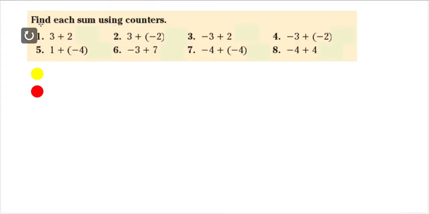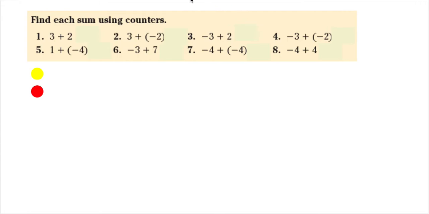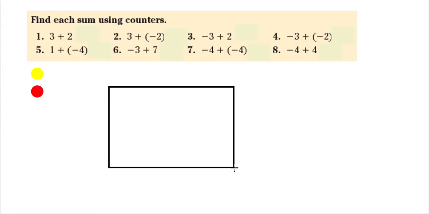Okay? And let's do some exercises to do that. 3 plus 2 is easy enough. You just simply have 3 yellow counters, 3 plus 2 counters will give you 5. Let's do number 2. 3 plus negative 2. So let's create our own mat here. Let's make this our mat right here. Okay, and that's our mat. And let's do number 2.